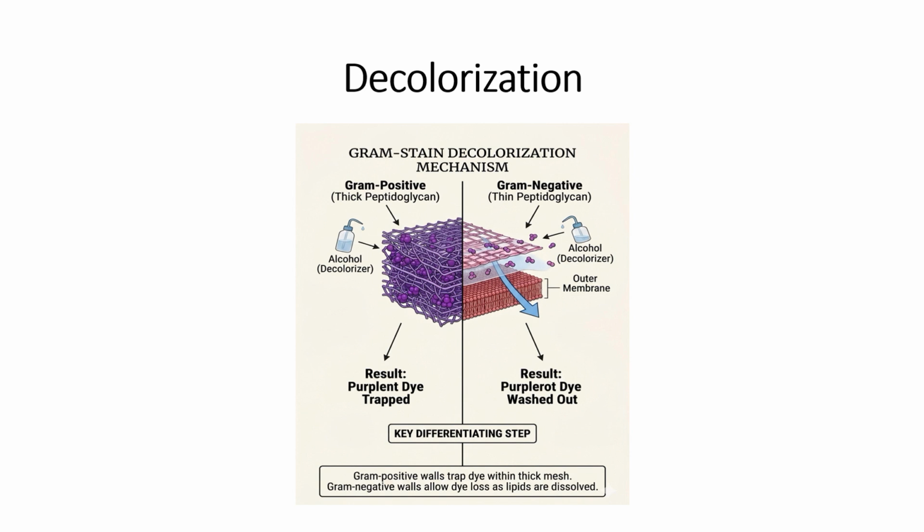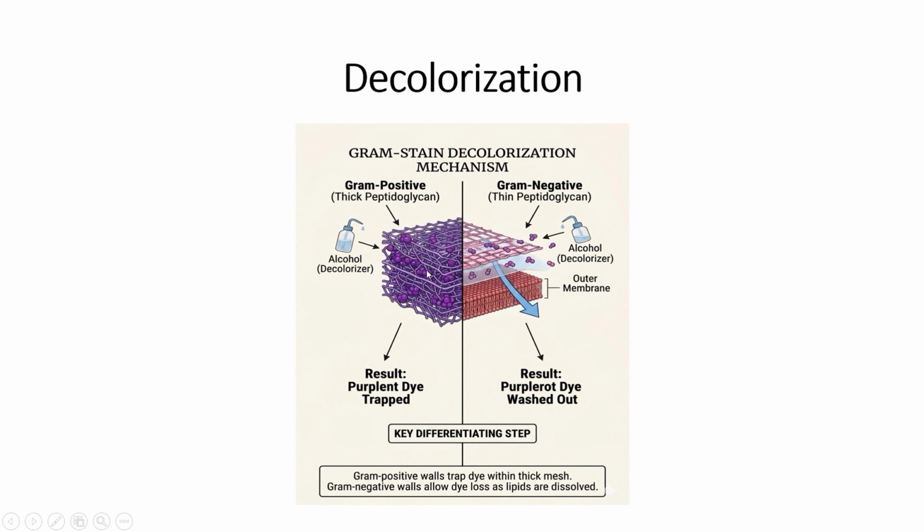Now let's look at the gram-positive bacteria. See, these bacteria have much thicker peptidoglycan layer. When alcohol is applied, this thick layer becomes dehydrated and shrinks. As it shrinks, the peptidoglycan network becomes tighter, trapping the crystal violet iodine complex inside the cell.